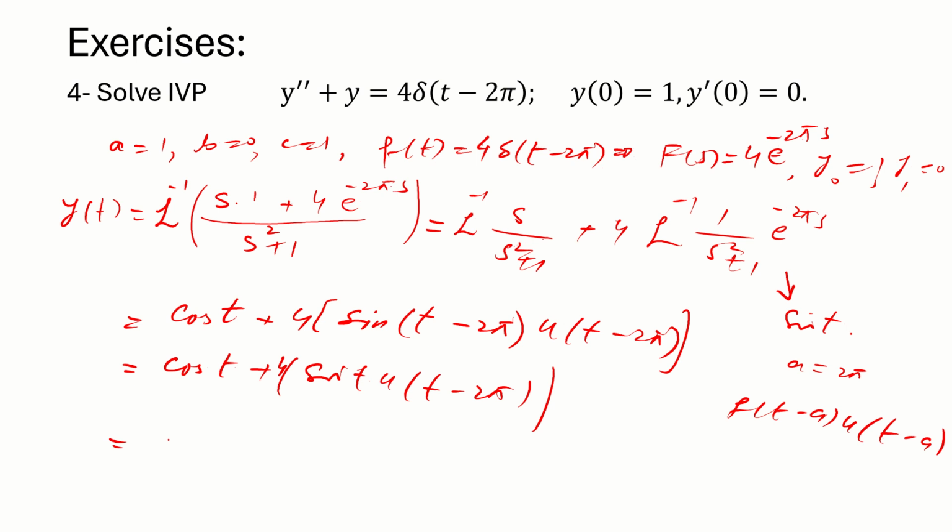And now if you want to write that as a piecewise defined function, it will be cos t when t is less than 2 pi. Maybe you can write greater than or equal to 0, but we don't do that; we know t is greater than 0. And its value will be cos t plus 4 sin t when t is greater than 2 pi, because when t is greater than 2 pi, u(t - 2 pi) will be 1. This is also there, so we have cos t plus 4 sin t. That's the solution of this differential equation.